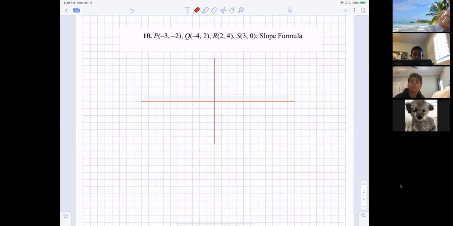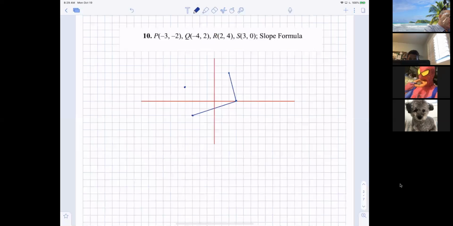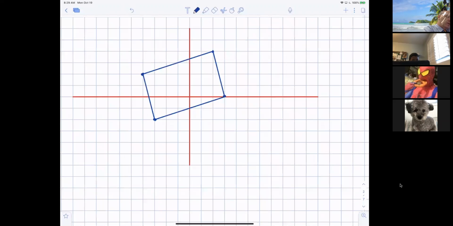And let's graph this real quick. So -3, -2, -4, +2, 2, 4, 3, 0. So that looks like a rectangle. All right, so here we go.